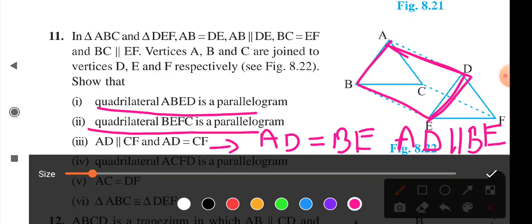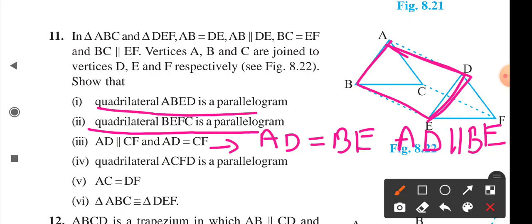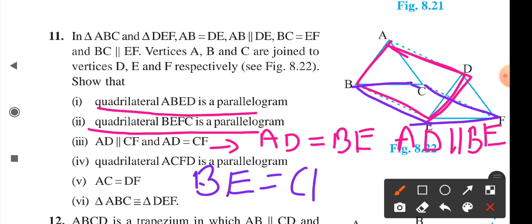I will show you that BCFE, BEFC. It's BEFC, EFC, this one, the down one, this parallelogram, this is also a parallelogram. So you can say that BE is equal to CF and BE is parallel to CF.